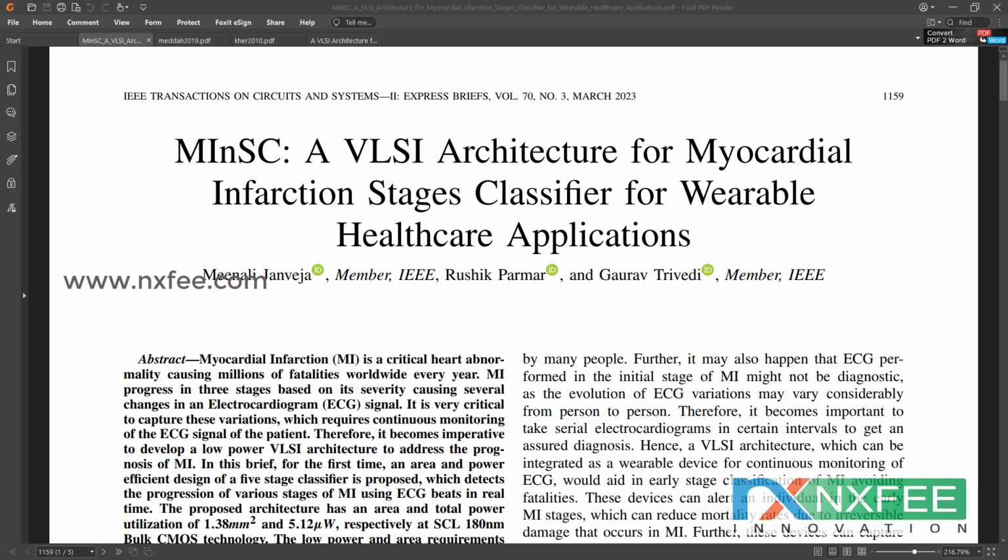Capturing these fluctuations is critical and requires continual monitoring of the patient's ECG signals. As a result, developing low-power VLSI designs is critical for addressing myocardial infarction. This paper offers a totally innovative hardware solution for pre-processing based on field programmable gate array. The proposed detection system is built on the basics of myocardial feature extraction.